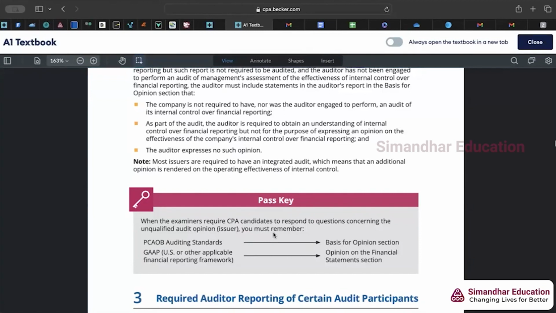Any questions so far? Internal controls over financial reporting is not mandatory for non-issuers.